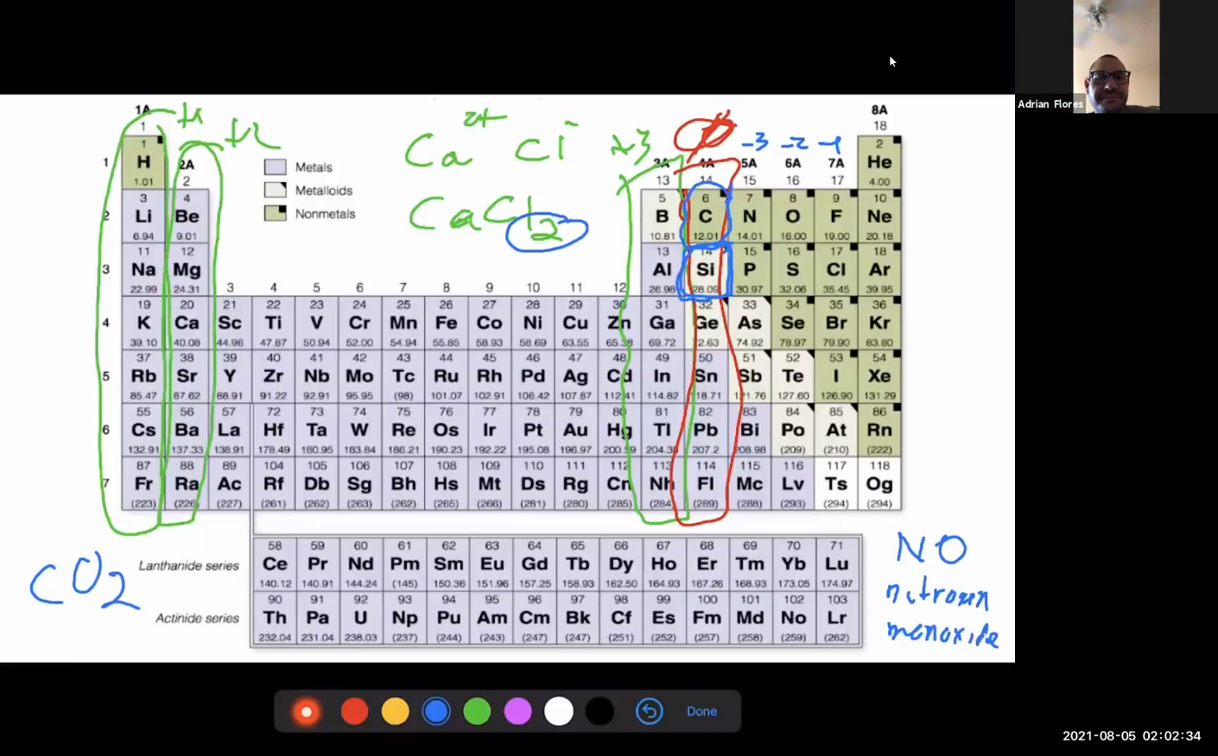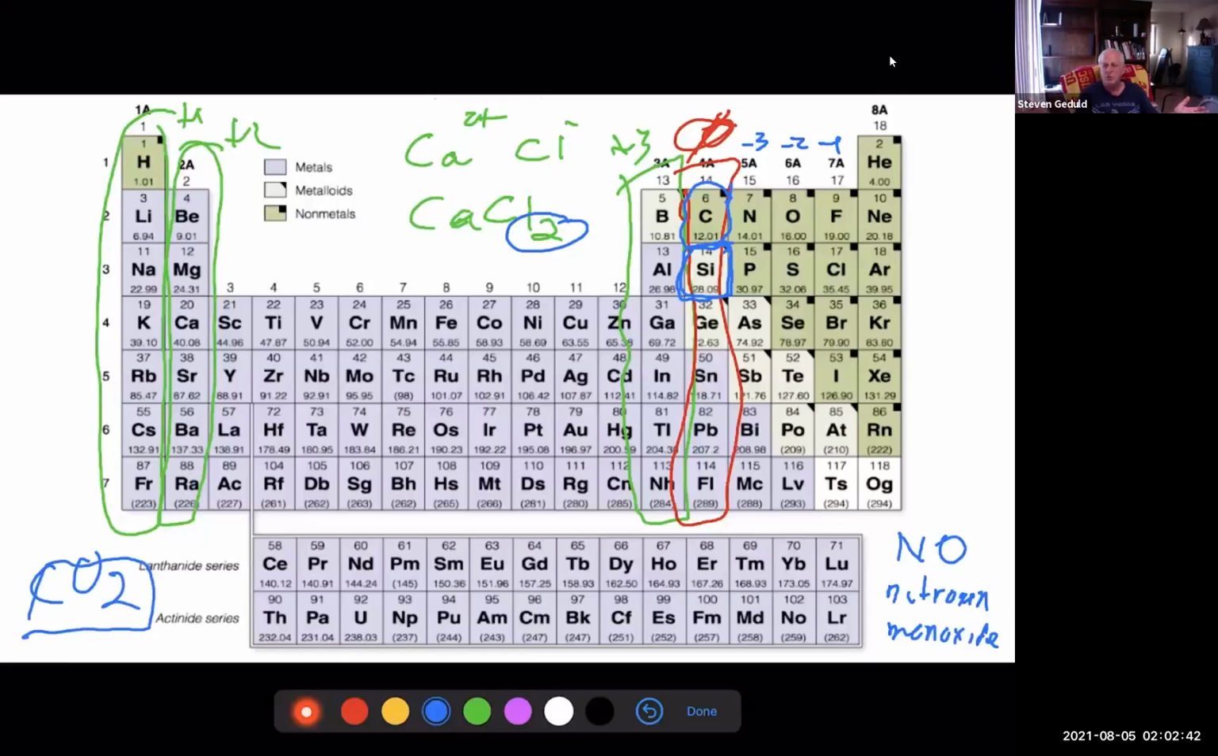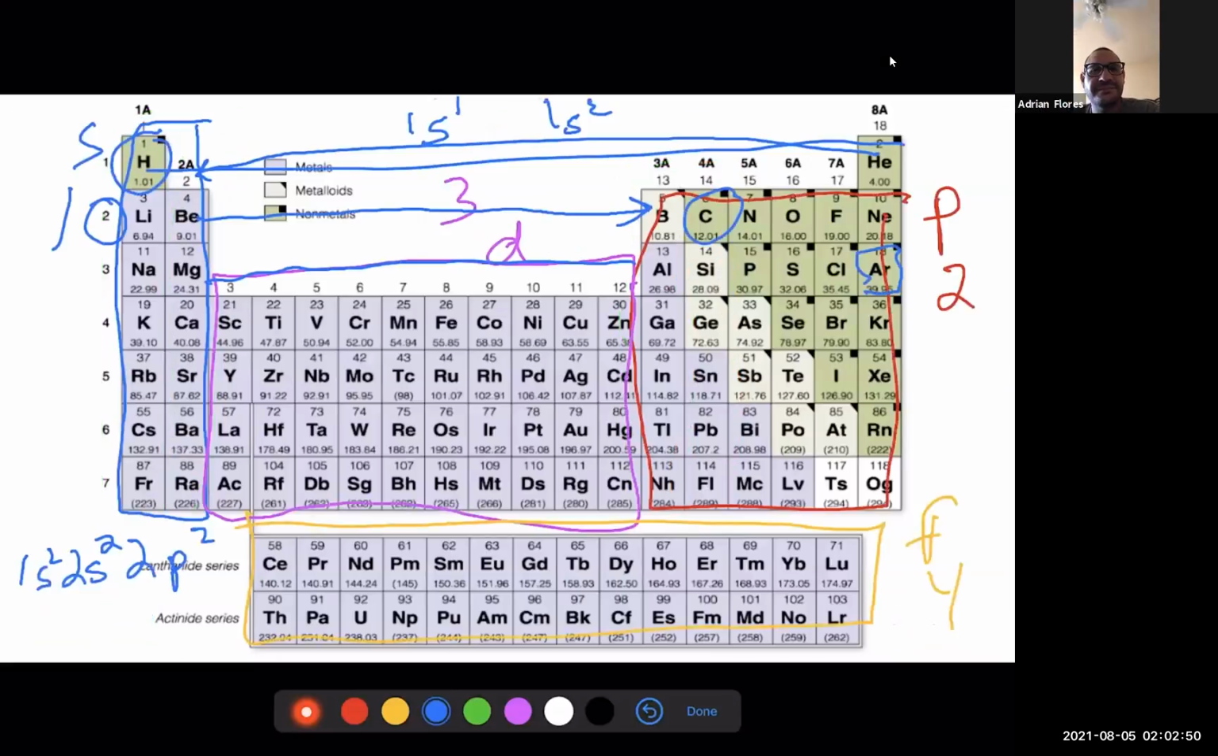But if it's a covalent compound, which means they're 2 nonmetals, we have to name the subscripts because there's no charges. We don't know what the charges are. They're all negative, so there's no balancing charge. We have carbon dioxide.